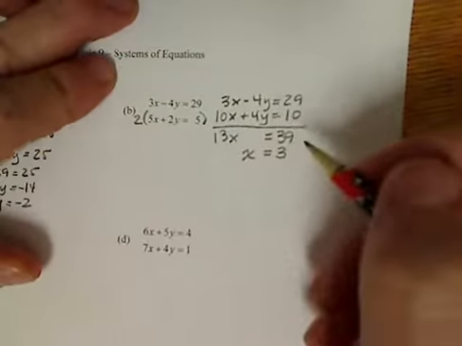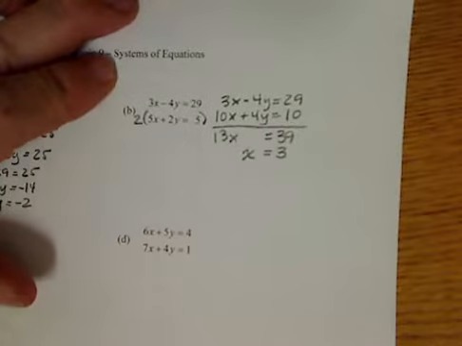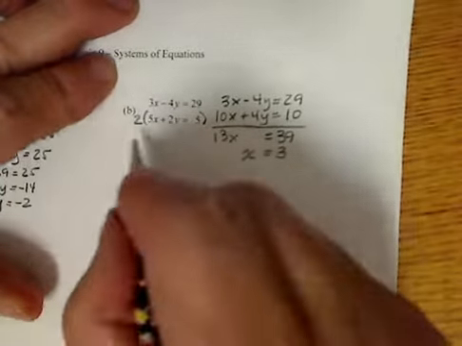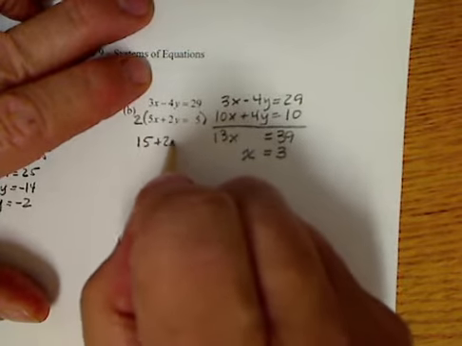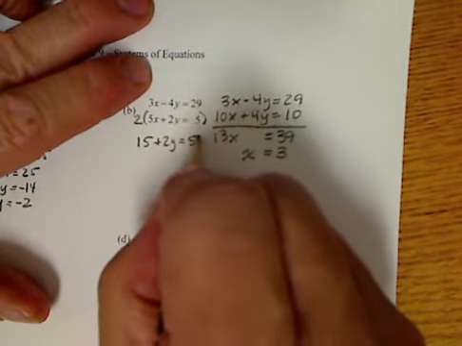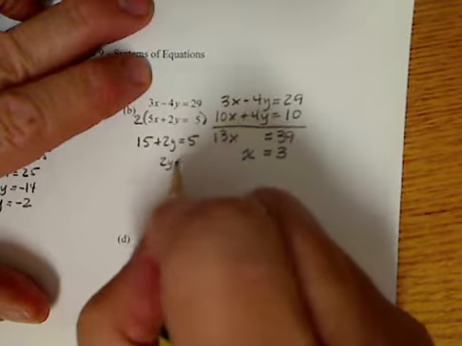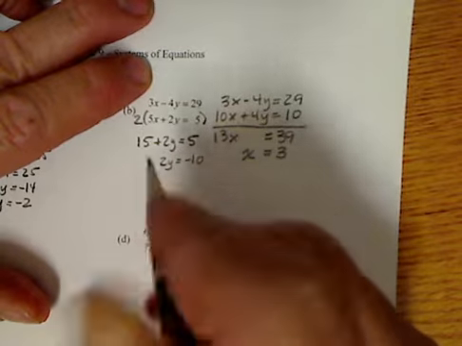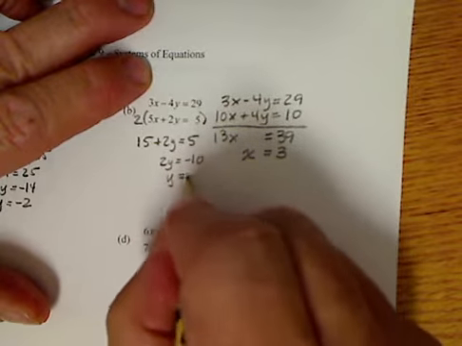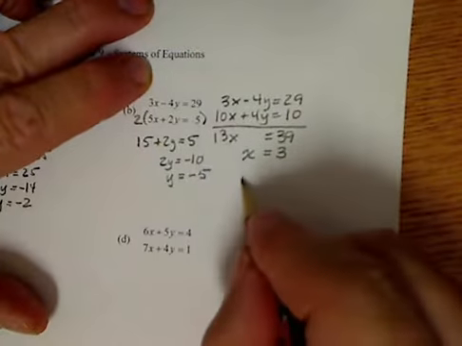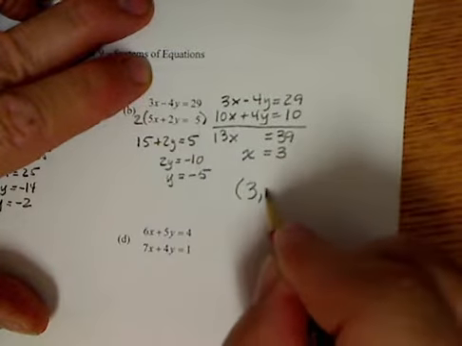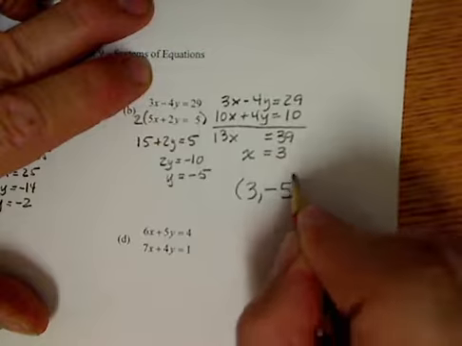Once I know what x is, I can plug it into either one of these equations to find out the value of y. So plugging in 3, I have 15 plus 2y is equal to 5. 2y is equal to negative 10. Y is equal to negative 5. So my point is 3, negative 5.